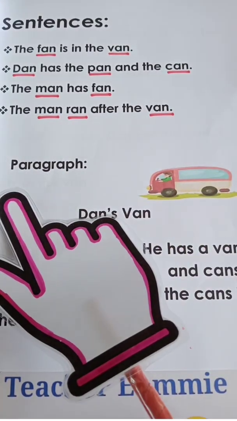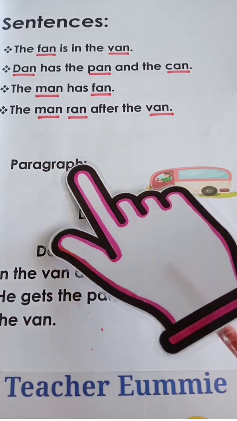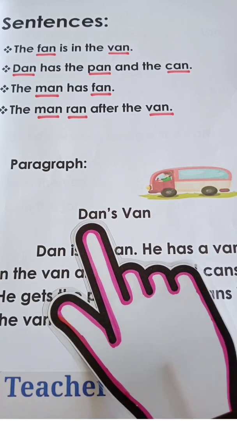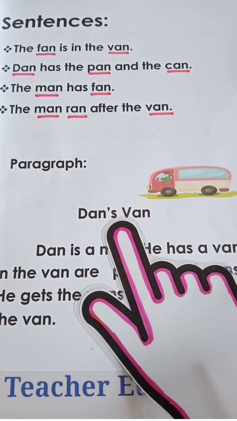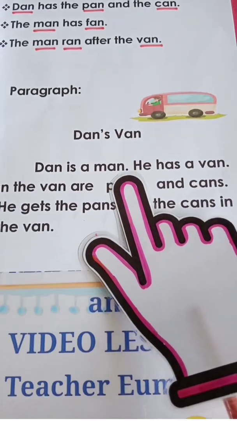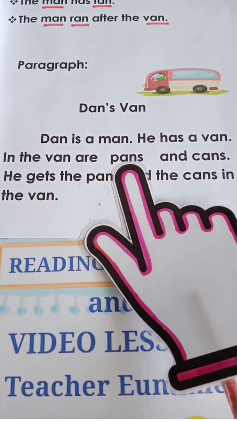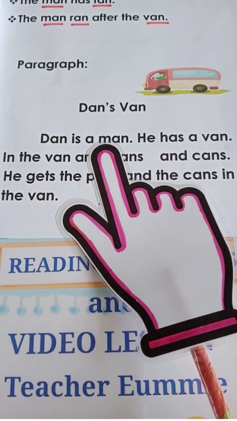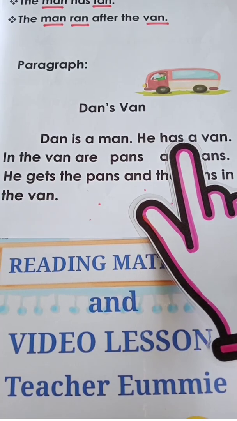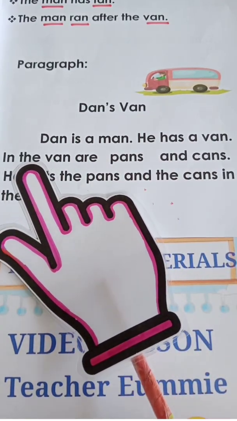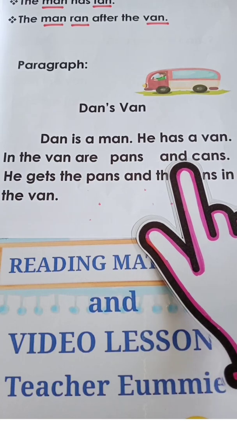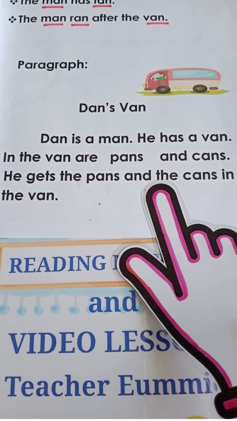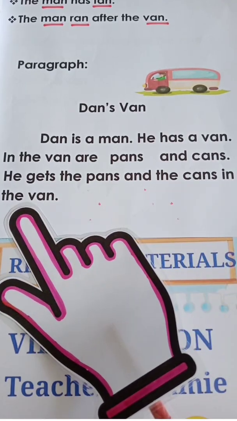Okay, we have here a short paragraph. Let's try to read it together. Dan's van. Dan is a man. He has a van. In the van are pans and cans. He gets the pans and the cans in the van. Okay, try to read it.